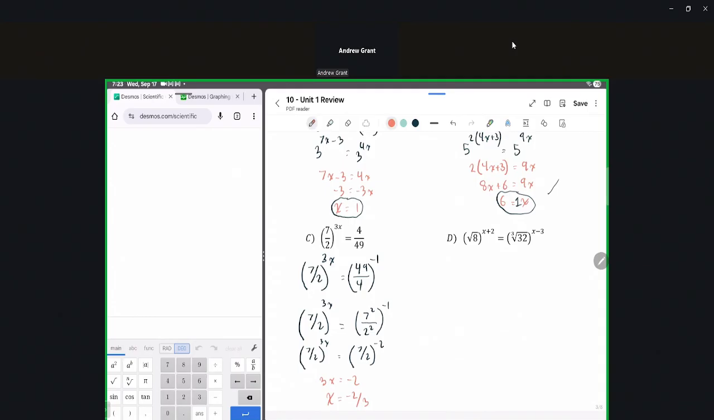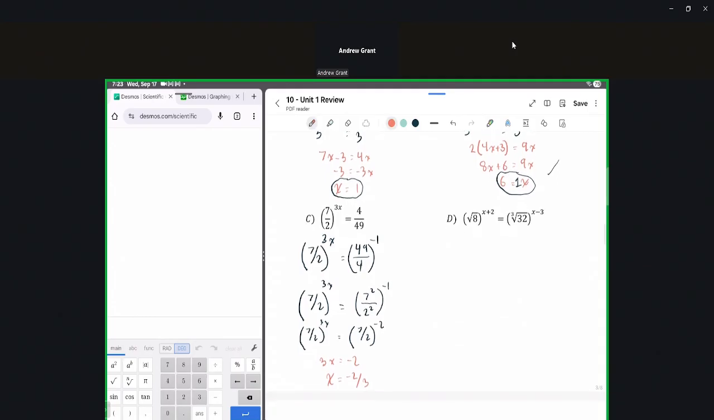Okay. Lastly, but not leastly, for equating common bases, we have the square root of 8 to the power of x plus 2 is equal to the cubed root, or the third root of 32 to the power of x minus 3. So sure, let's go ahead and do this. Now, it's worth noting that the square root of 8 is the same thing as 8 to the power of 1/2. I'll mix up the colors here.